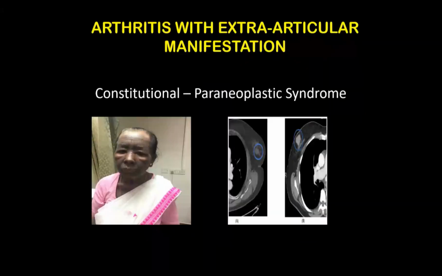Paraneoplastic syndrome. Dermatomyositis occurring in the elderly age group. Please think of the possibility of a paraneoplastic syndrome, because this patient you see has a breast malignancy on the mammogram.